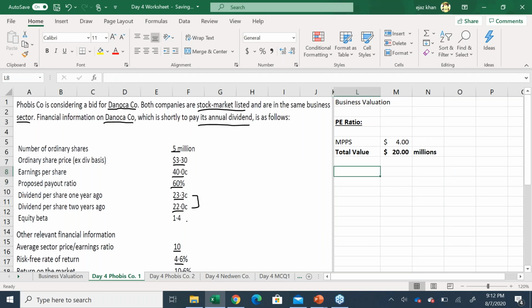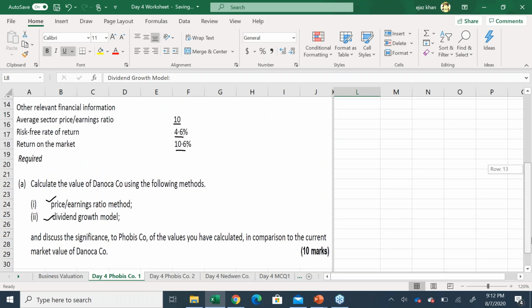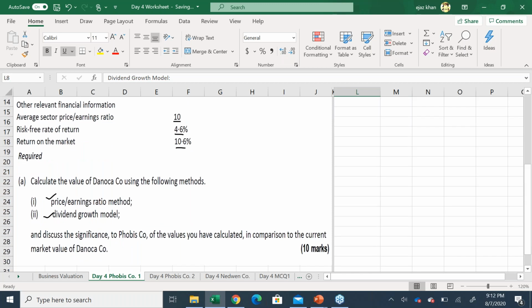After the PE ratio, we have to use the dividend growth model. One more thing. Let's go to the question again and see if the question has asked for a valuation model or the growth model. Growth model. Now remember one thing. What if they have asked to use the dividend valuation model?